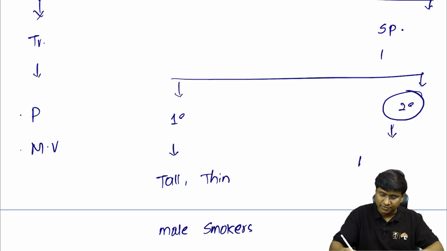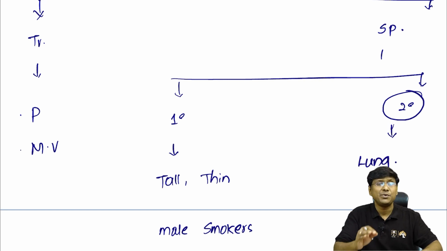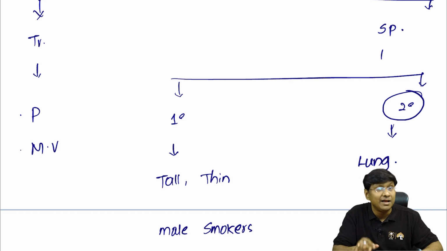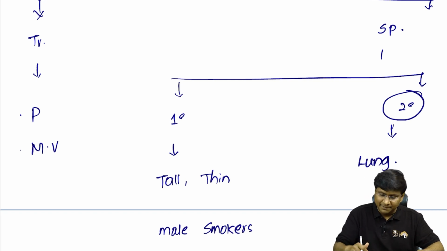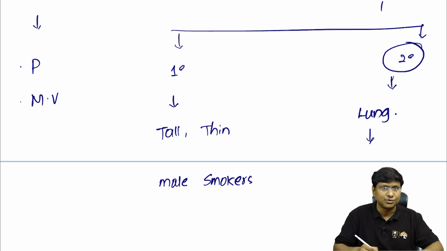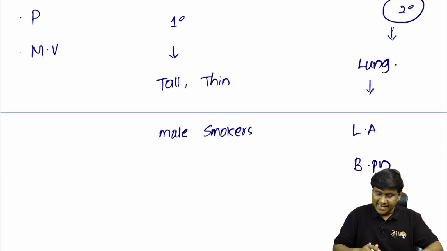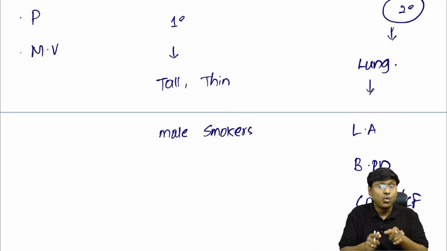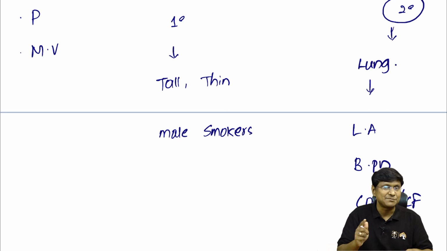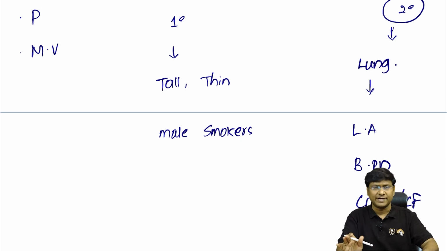Secondary spontaneous pneumothorax is the condition where you have the presence of an underlying lung pathology. The various lung pathologies that can cause secondary pneumothorax are lung abscess, bacterial pneumonia, COPD, cystic fibrosis, pulmonary endometriosis, and fractured ribs. So these are all the causes for secondary pneumothorax.